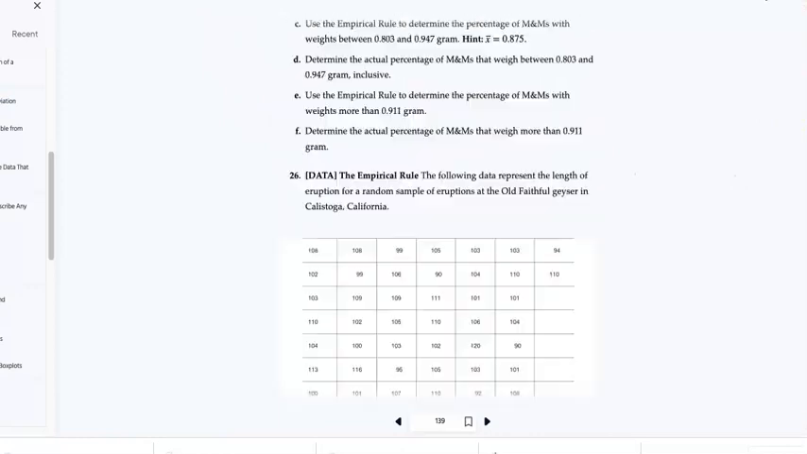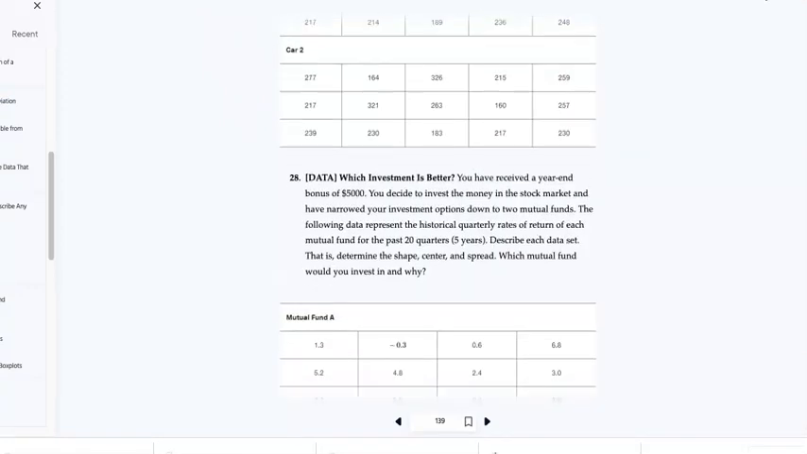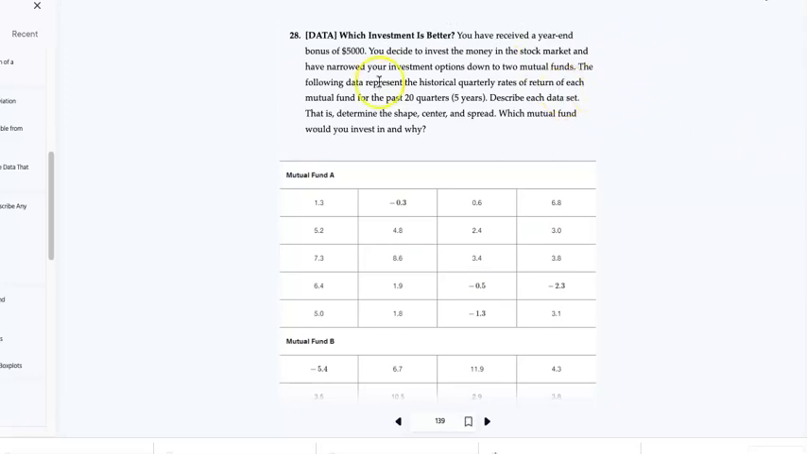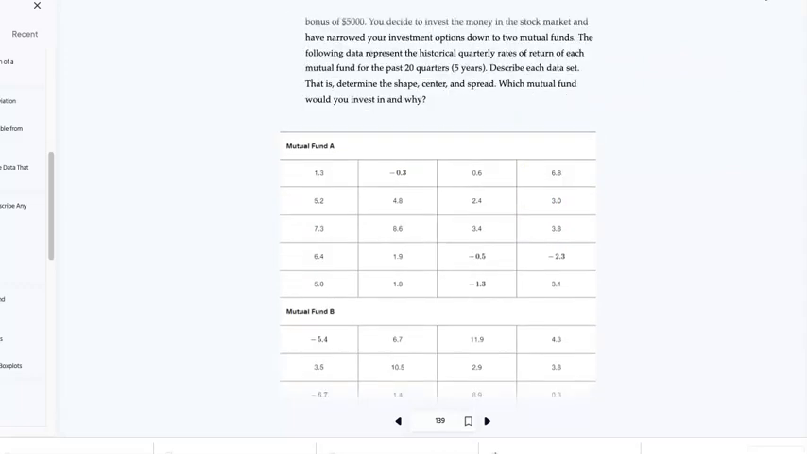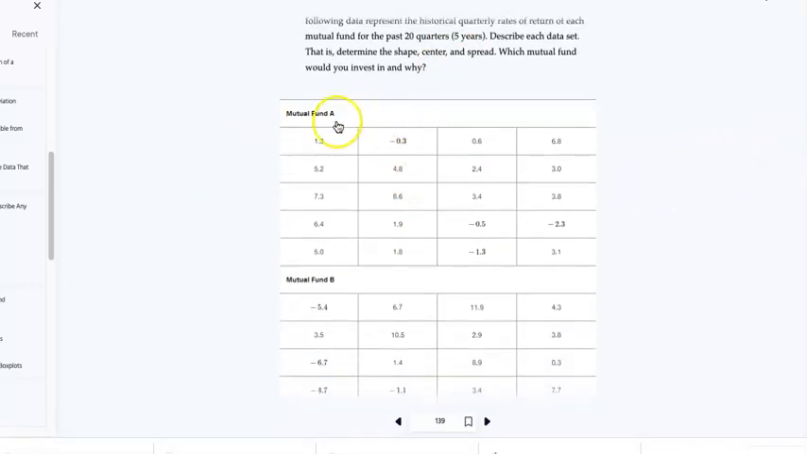So number 28, here it is. It says you've received a year-end bonus of $5,000. You decide to invest the money in the stock market, and have narrowed your investment options down to 2 different mutual funds. These are the historical quarterly rates of return for each mutual fund over the past 20 years. Describe each data set. That is, determine the shape, center, and spread. Which mutual fund would you invest in, and why.